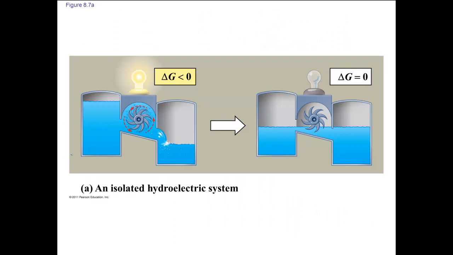Now, the example of the hydroelectric system. Here in this chamber, the water is at a higher level. There is a turbine, and the water will flow and the turbine will move. As long as the water is flowing, the turbine will move and there is light. That means the delta G is less than zero. It is a negative value. Here it had higher energy, here it has lower energy, and when you take the difference, the delta G is less than zero. Now, after some time, the energy here is equal to the energy here, and there is no movement of the turbine. There is no light. This system is dead.